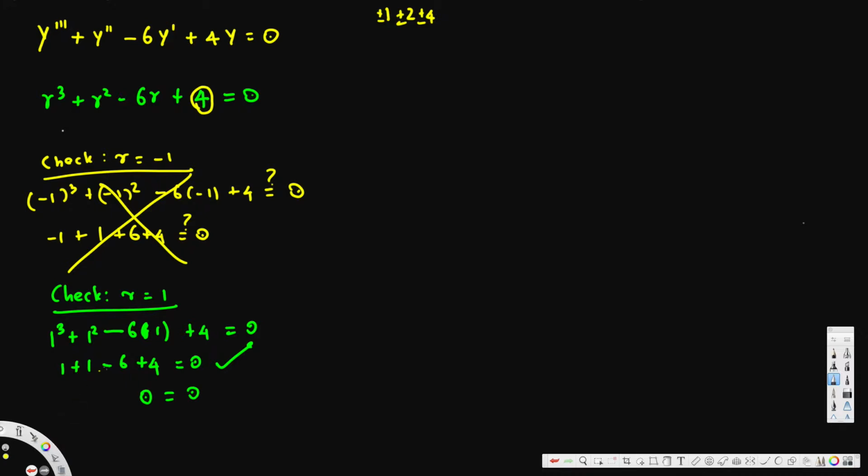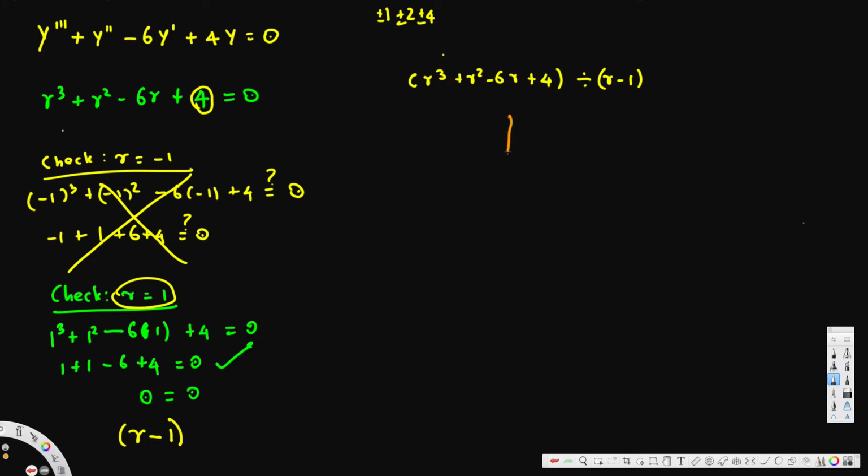So the next thing is we can write this one as, if we take r cubed plus r squared minus 6r plus 4 and divide it by this one, we know that r is equal to 1. We can write this as r minus 1 is equal to 0. So r minus 1 is one of the factors. So we can divide this by r minus 1 and see what we get. To do that, you can do the long division or you can do the synthetic division. Here I'm going to do the synthetic division and let's see what we are getting.